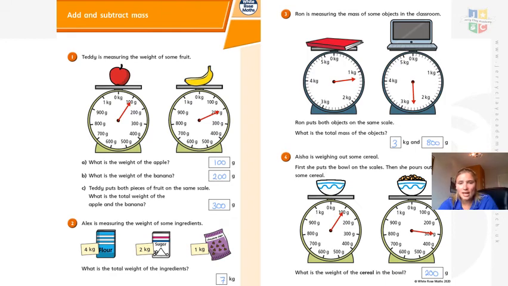For the next question, Alicia is weighing out some cereal. First she puts the bowl on the scales, then she pours out the cereal. So what is the weight of the cereal? Now you need to first of all look, now the bowl is on the scale and the bowl actually weighs 100 grams and the cereal doesn't weigh 300 grams. It's saying it weighs 300 grams but it's also including the bowl at 100 grams. So you should have done 300. You could have either counted up from 100 to 300 to find the answer 200, or you could have done 300 take away 100, which is 200.